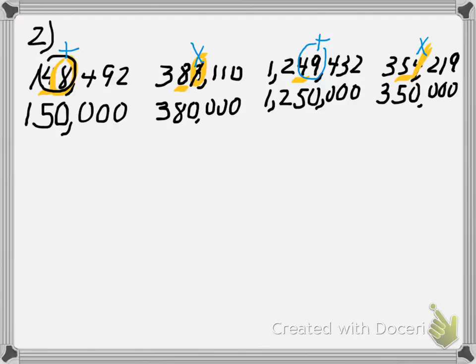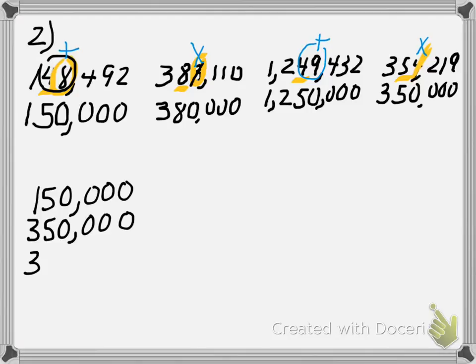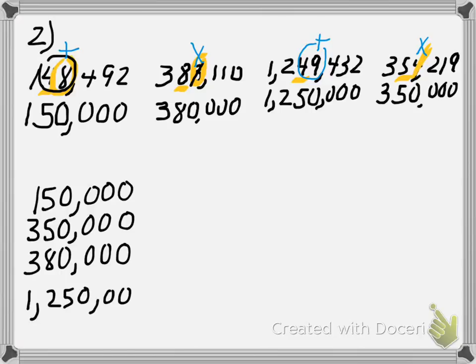Our next step is to put these in order from least to greatest. So our smallest one is going to be 150,000. Our next one will be 350,000. Then 380,000. And then finally our one with the millions is going to be the largest, 1,250,000.